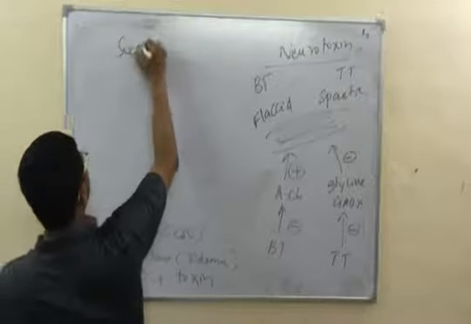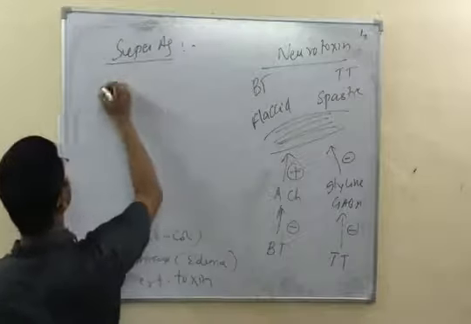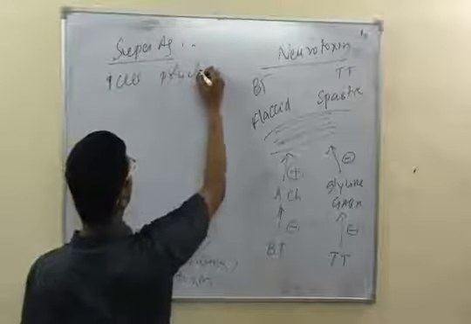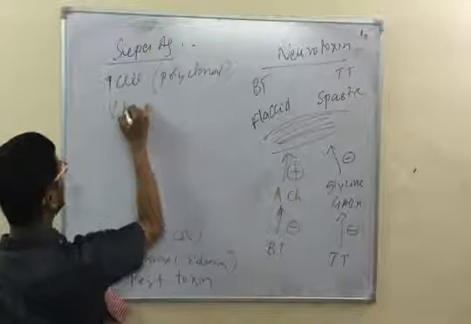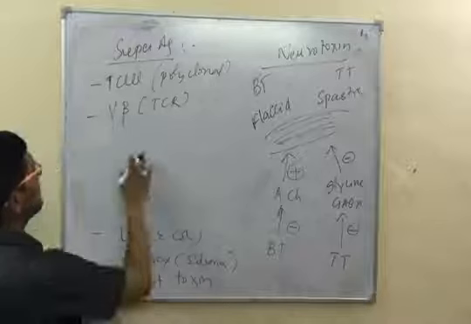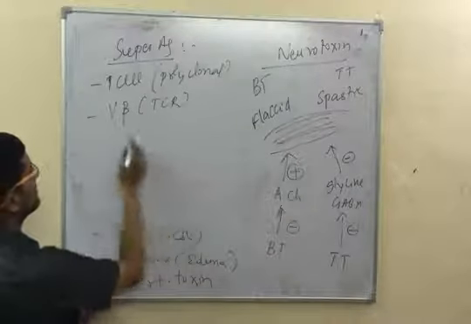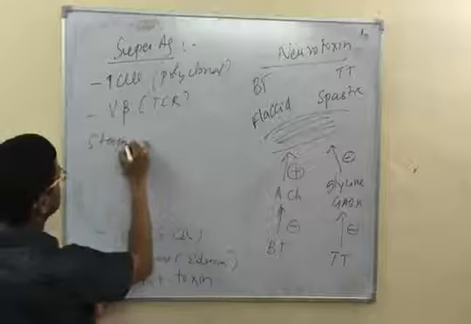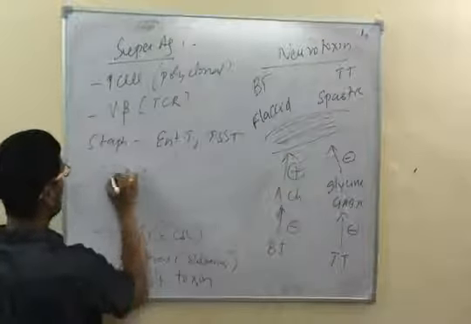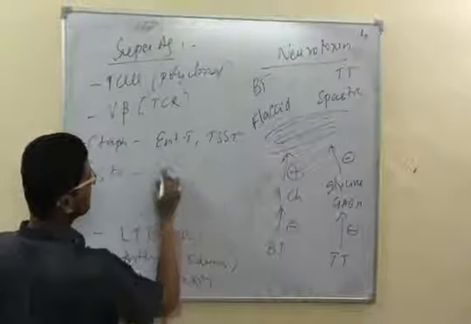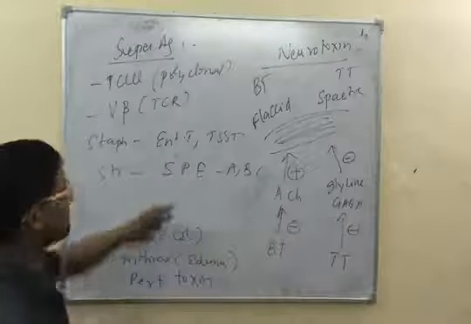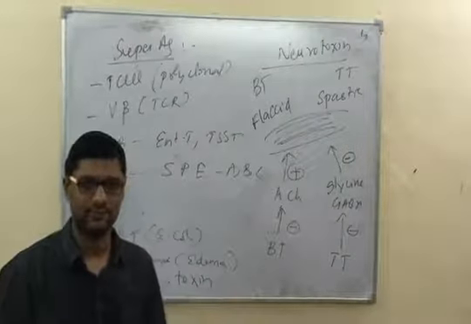Then toxins that act as superantigens, that is, they activate T cells polyclonally by binding to the variable beta region of the T cell receptor. Such toxins are staphylococcal toxins like staphylococcal enterotoxin and toxic shock syndrome toxin, and streptococcal toxin, that is Streptococcus pyogenic exotoxin A, B and C. So these are examples of toxins that act as superantigens. Fine.